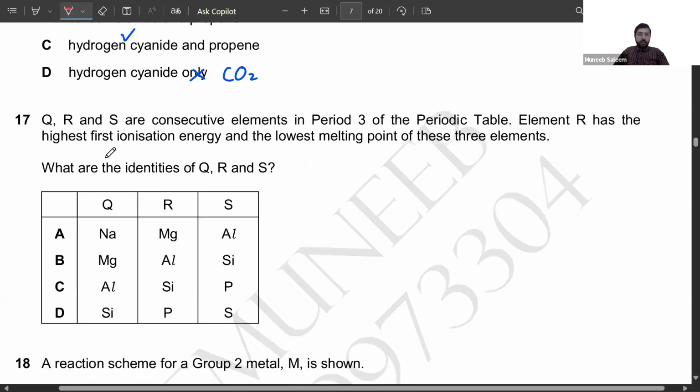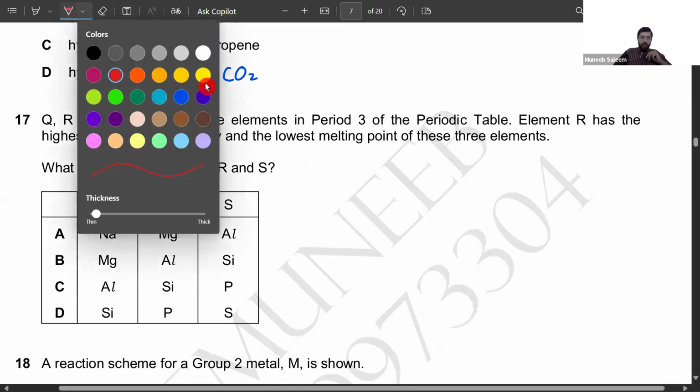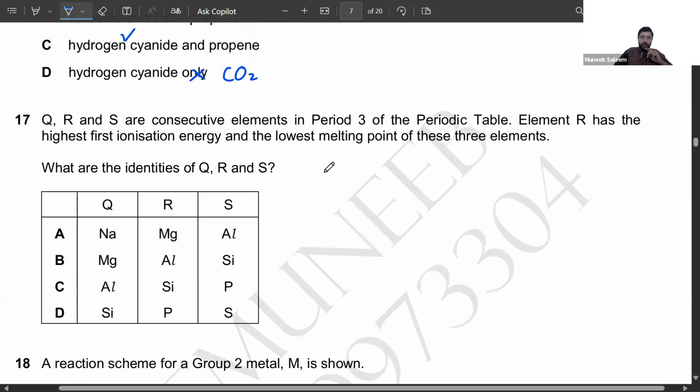Now, question number 17. Q, R, and S are consecutive elements in the periodic table. Element R has the highest first ionization energy and the lowest melting point of the three elements. What are the identities of Q, R, and S? Okay, so we have to compare three elements together. And in that case, they have provided the information of only one element, that is element R. So R should be the one which has the lowest melting point and the highest first ionization energy.